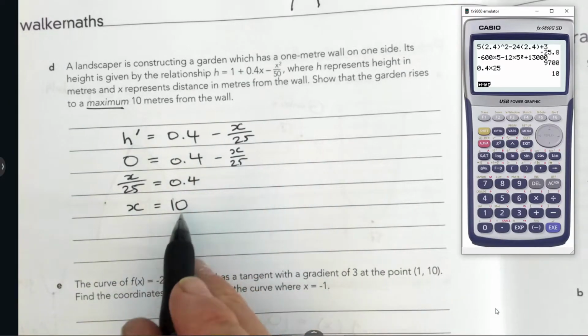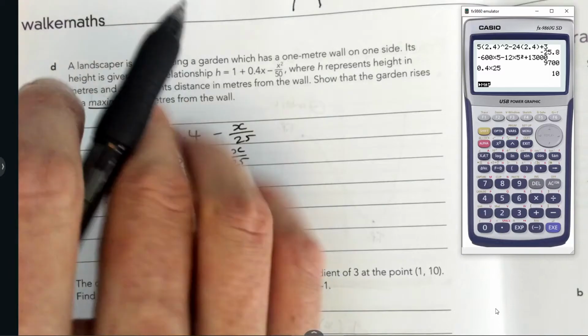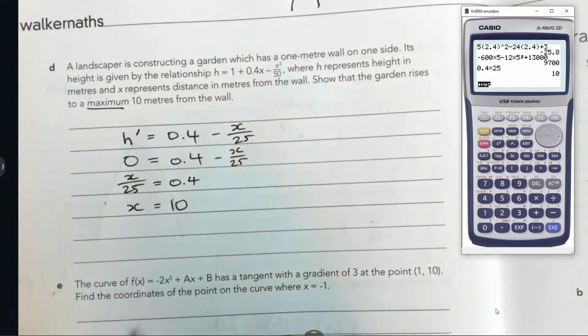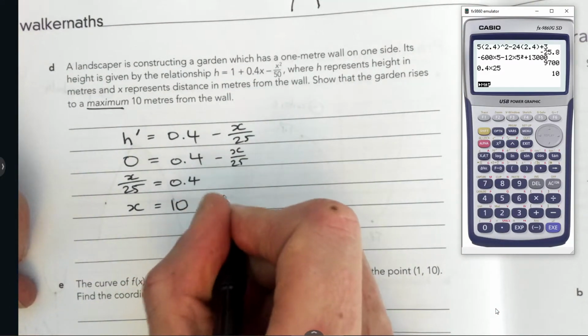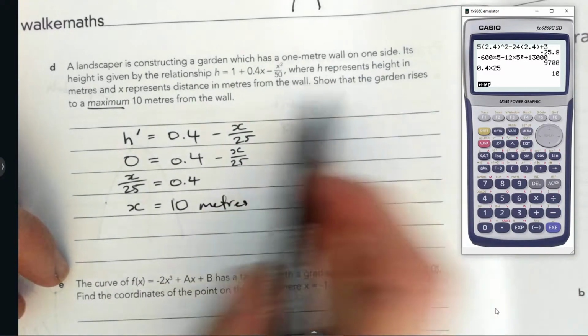Oh well. Show that the garden rises to a maximum 10 meters from the wall. Well, there you go. X equals 10 meters. I could write something about that. Nah, that's fine. Okay, next one.